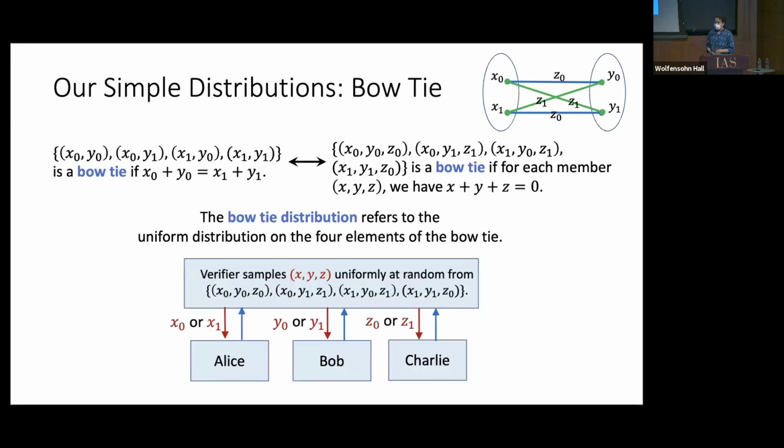So this is already starting to look like the GHZ distribution. In what sense? In the following sense. Imagine that the verifier samples x, y, z uniformly at random from these four points, sends x to Alice, y to Bob, and z to Charlie. So now Alice gets either x0 or x1, Bob gets either y0 or y1, Charlie gets either z0 or z1, provided x, y, z are of this form. So you can make this more formal.